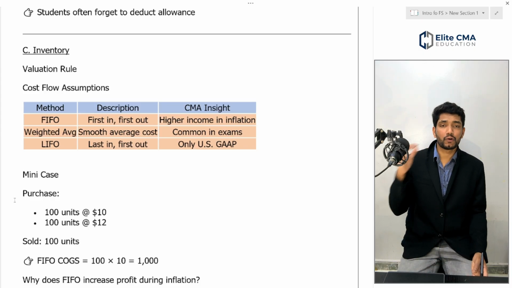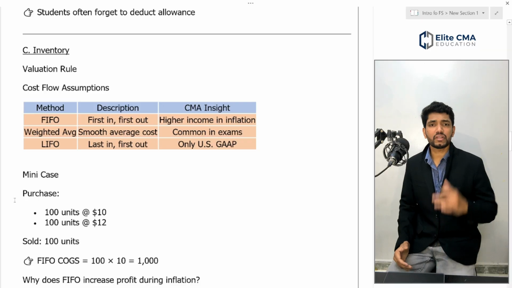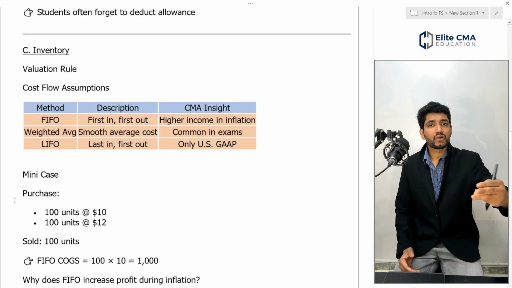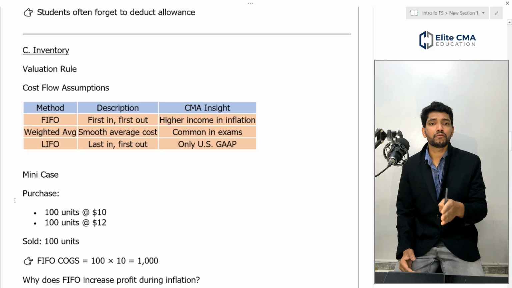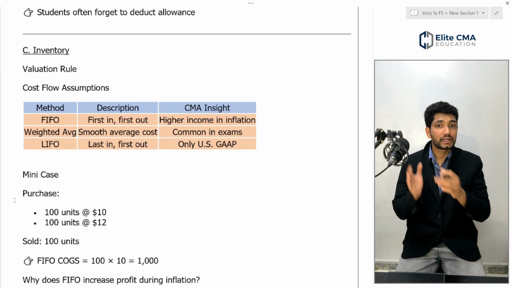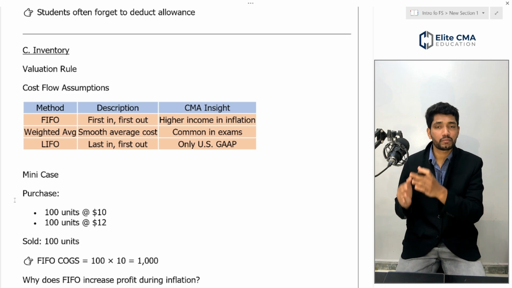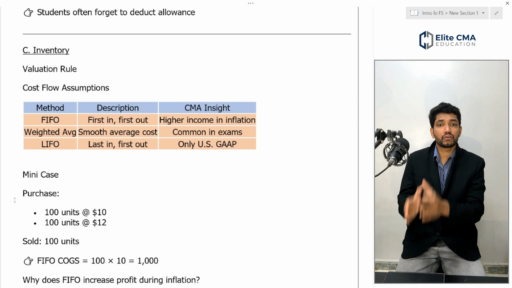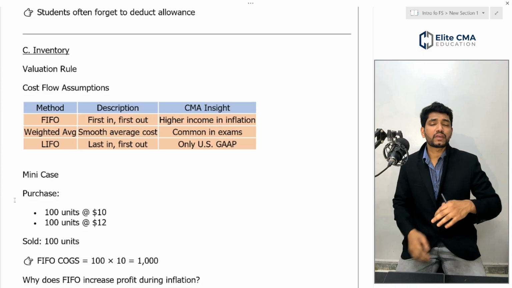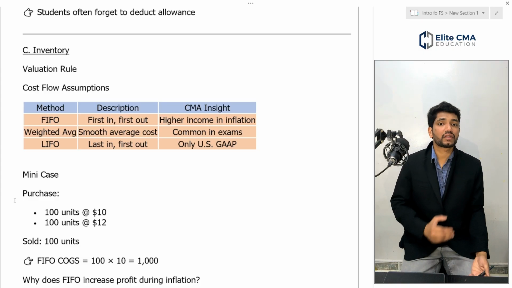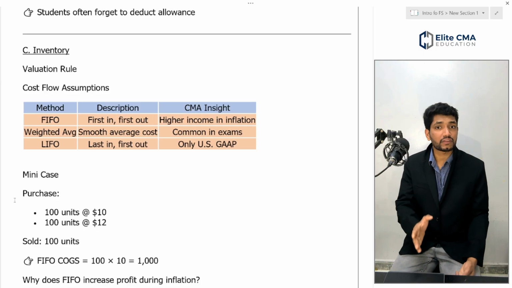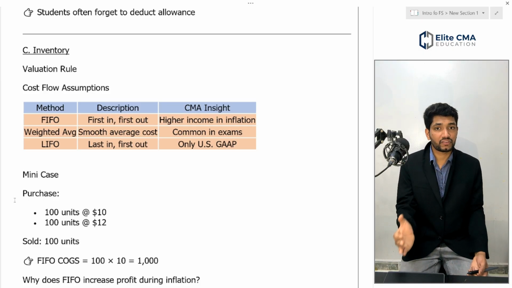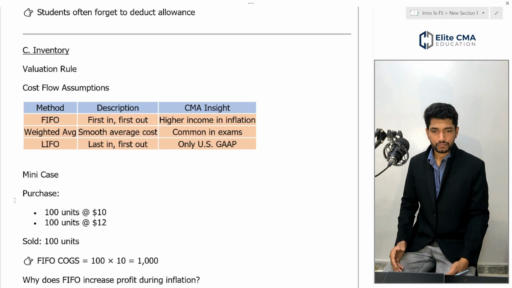First assumption is FIFO. FIFO means first in, first out. In this case, we are assuming that we are selling the first purchased item first. If you have multiple layers of inventory, that means you purchased it at the beginning of the year, mid of the year, and end of the year, then for your sales you are considering that the first purchased item is sold first.